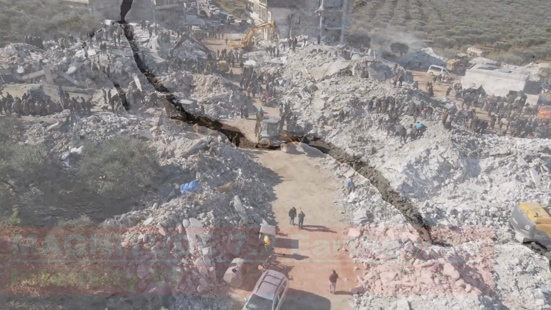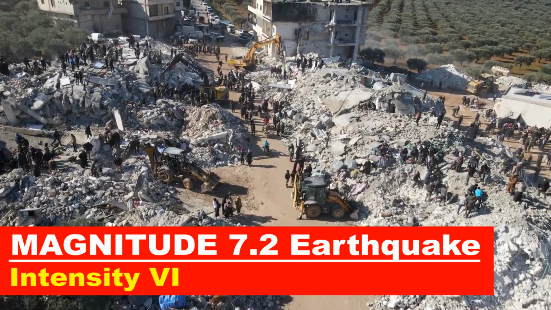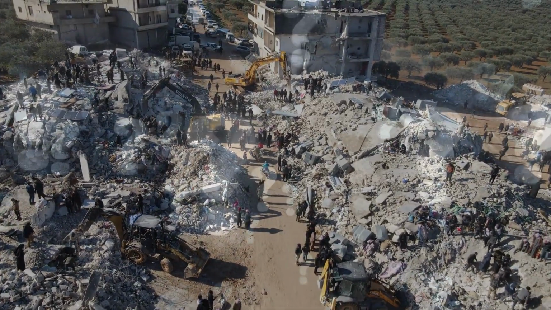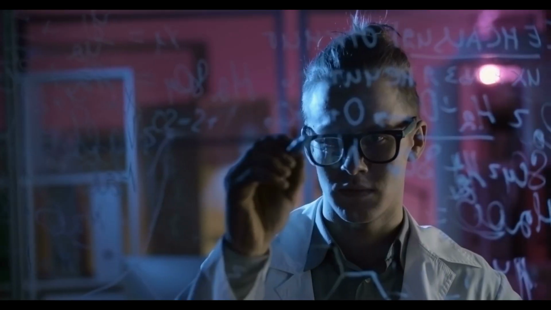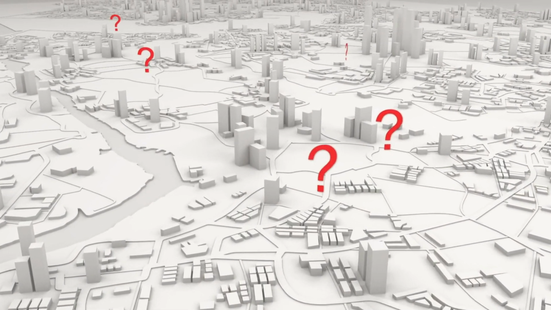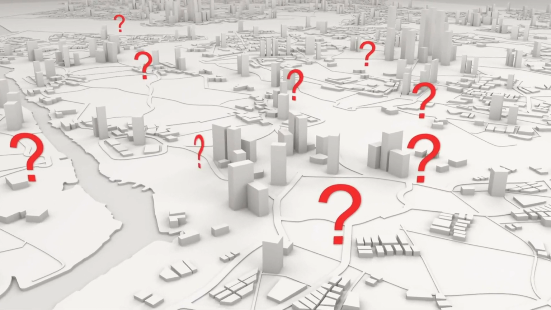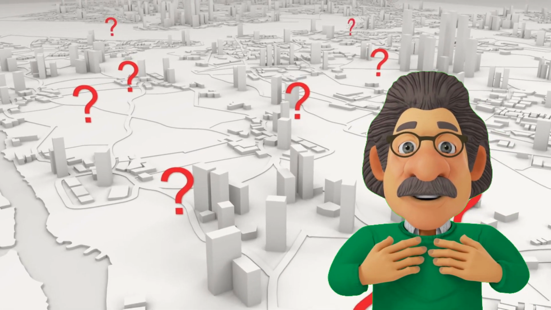During an earthquake, when the ground begins to shake, we often hear terms like magnitude 7.2 or intensity 6. But what do those numbers actually mean? How do scientists calculate them? And why does the same earthquake gently shake one city, while completely destroying another? Let's break it down in the simplest way possible.